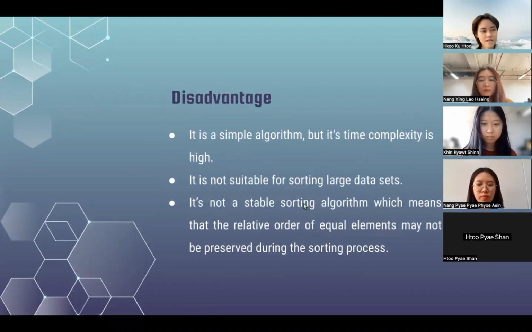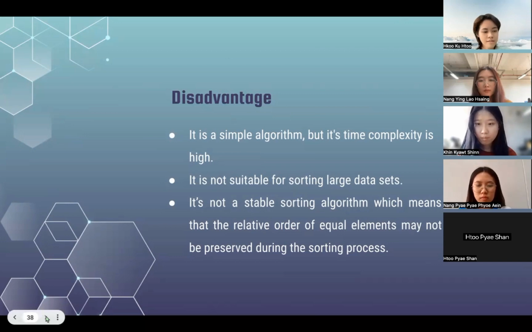And disadvantages. Firstly, while bubble sort is a simple algorithm, its time complexity is high. This means that it can be slow when sorting large data sets, making it unsuitable for many practical applications. And secondly, bubble sort is not suitable for sorting large data sets, and its performance decreases as the number of elements in the data set increases. It may not be able to handle data sets with millions of elements.